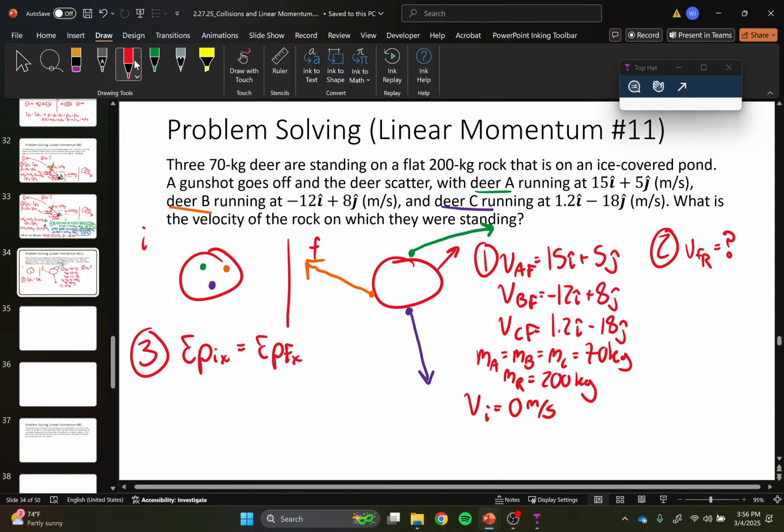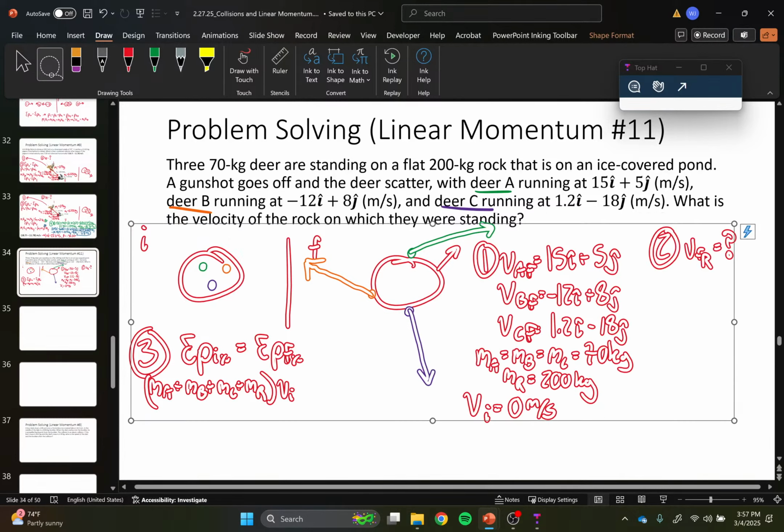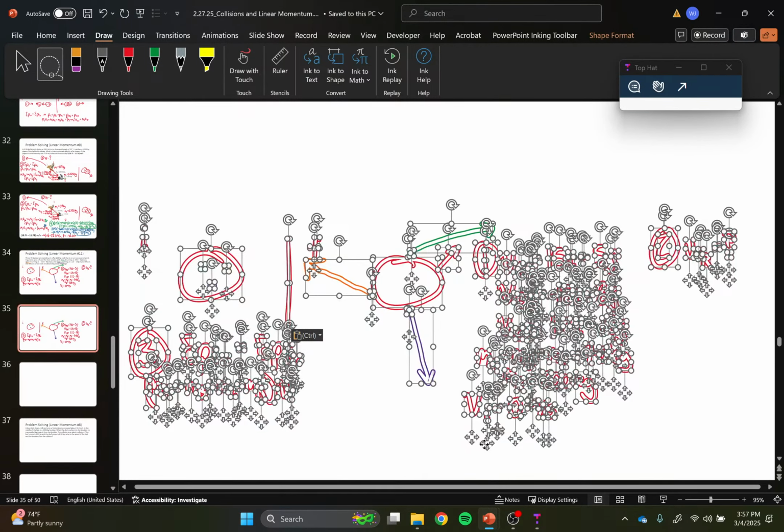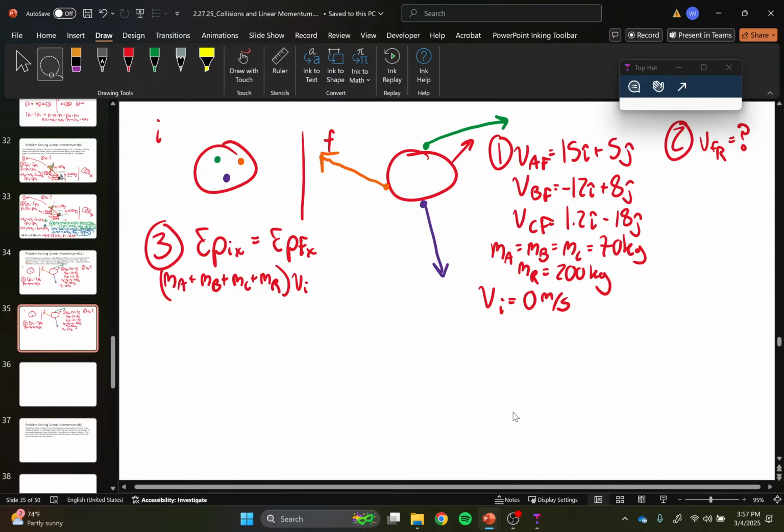How many objects do we have to begin with? They're all chilling on the rock together. It's one big blob. So I've got mass of A plus mass of B plus mass of C plus mass of rock times their initial velocity. They're all together, chilling on the rock. They're all stuck together. It's like someone sitting in a car. And at this point, I'm going to make the executive decision to move to another slide. I know I'm not going to be able to fit this in here.